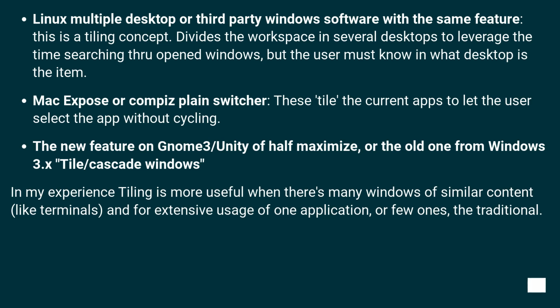Mac Expose or Compiz Plane Switcher. These tile the current apps to let the user select the app without cycling. The new feature on GNOME 3/Unity of Half Maximize, or the old one from Windows 3.x, Tile/Cascade Windows. In my experience, tiling is more useful when there are many windows of similar content, like terminals, and for extensive usage of one application, or a few ones, the traditional.